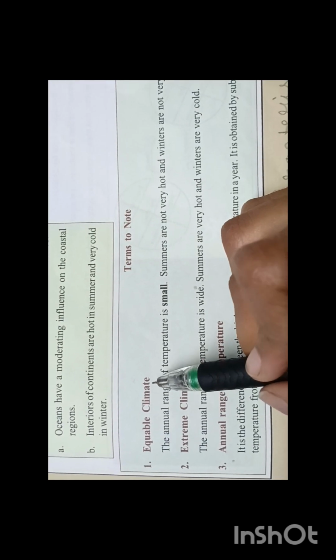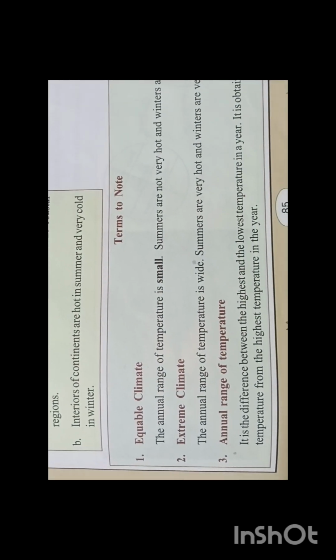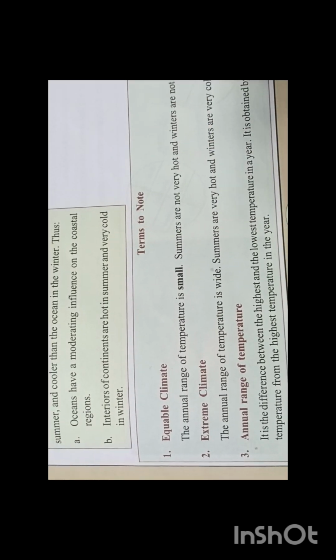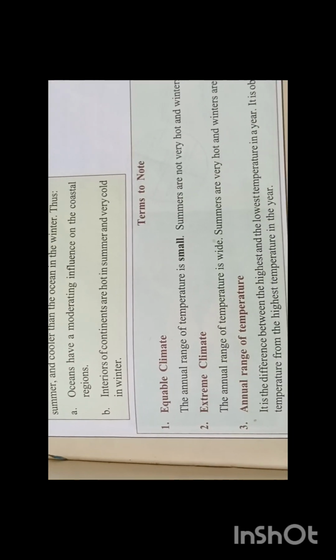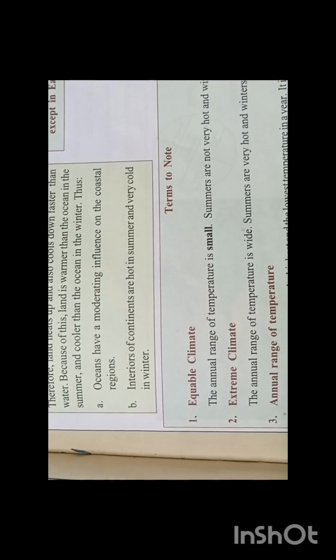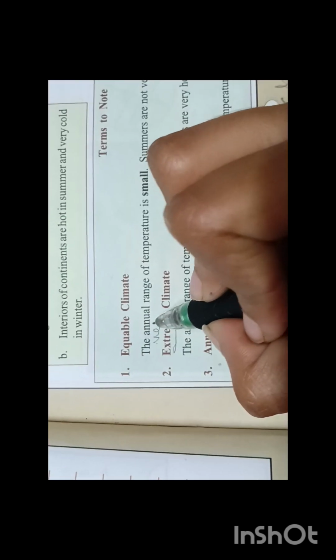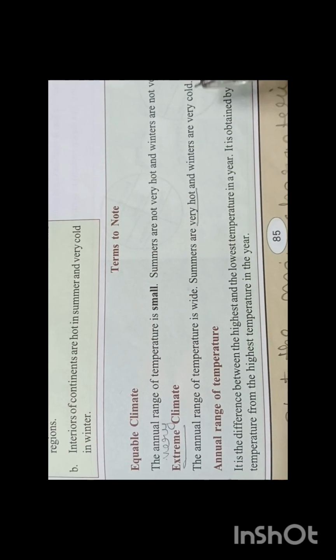Then we will come to the box above. Equable climate, extreme climate, annual range of temperature. This is too easy, children. See, equable climate means the climate in which summers are not very hot or winters are not very cold. But in extreme climate, it's vice versa. Summers are very hot and winters are very cold. Now, extreme means very. This you will remember, I know. Extreme means very. So, extreme climate, very hot, very cold.